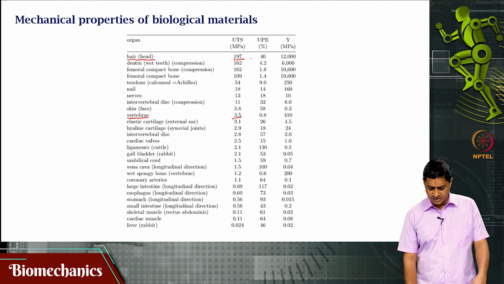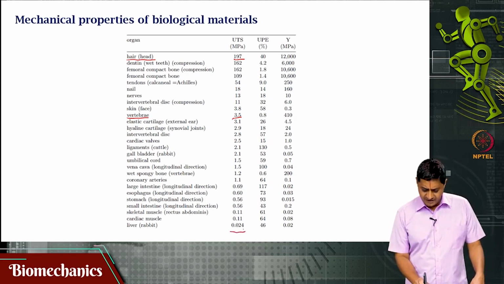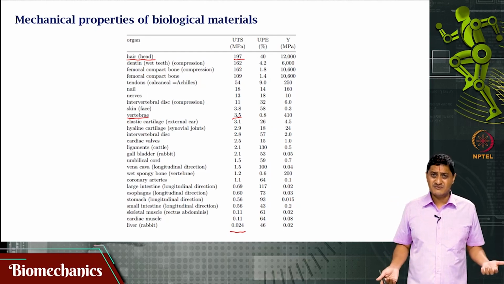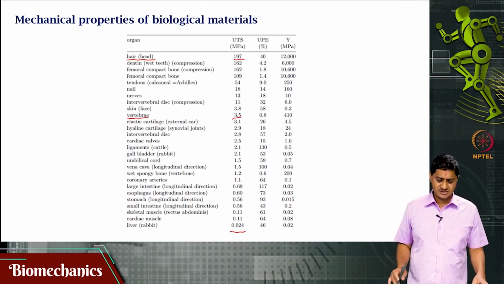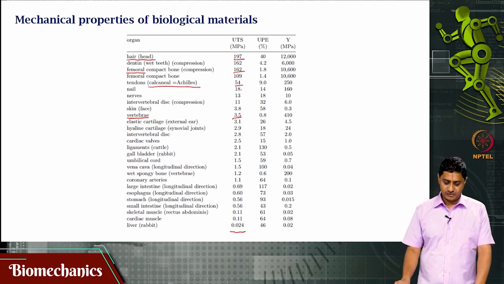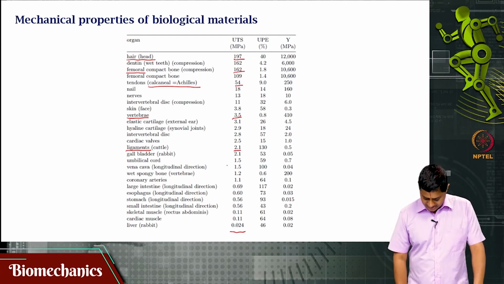So, it depends really. Of course, you see a huge variation between the liver, which is 0.024, and the hair, which is 197. This is huge variation. So, biological materials come with various properties. Compact bone of the femur, under compression, is 162. Tendons have 54, etc. Cattle ligaments, for example, have 2.1. So, some numbers.